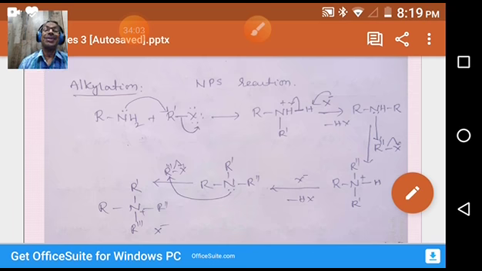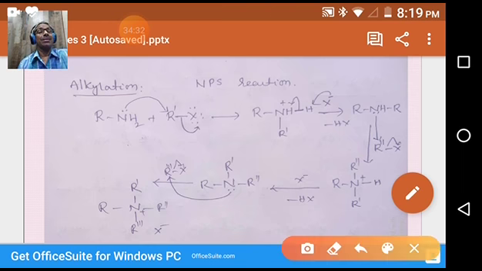This is alkylation. When primary amines, or any amines, react with alkyl halides, they will give alkylated products: N-alkyl, N,N-dialkyl, and tertiary trialkyl amines. So this reaction is known as alkylation. What is the reaction sequence? You see, this is the amine.